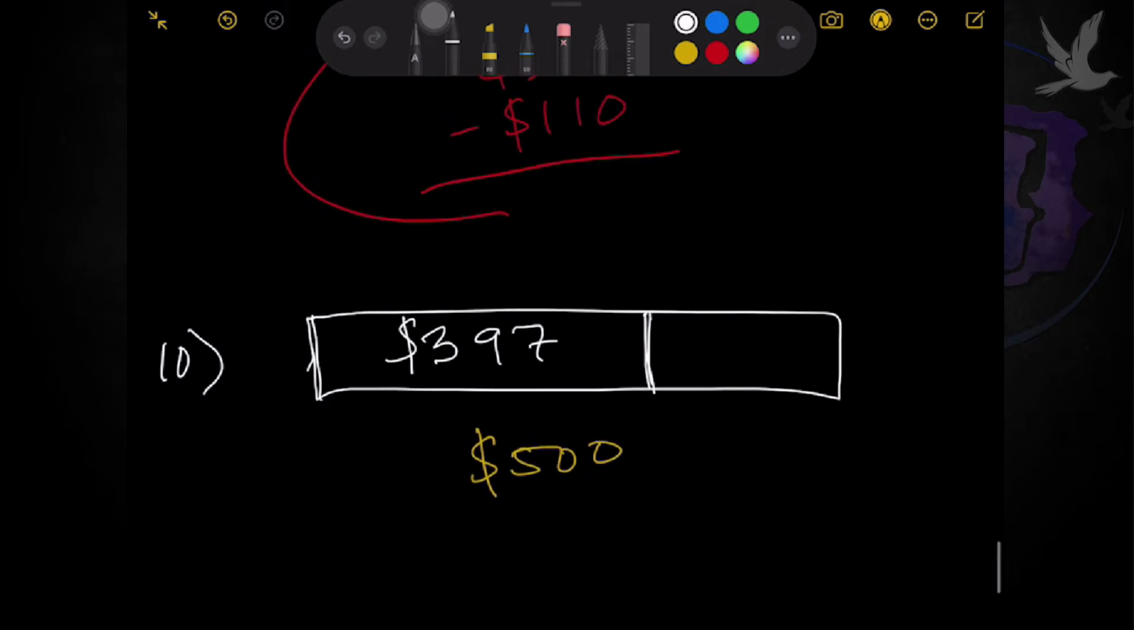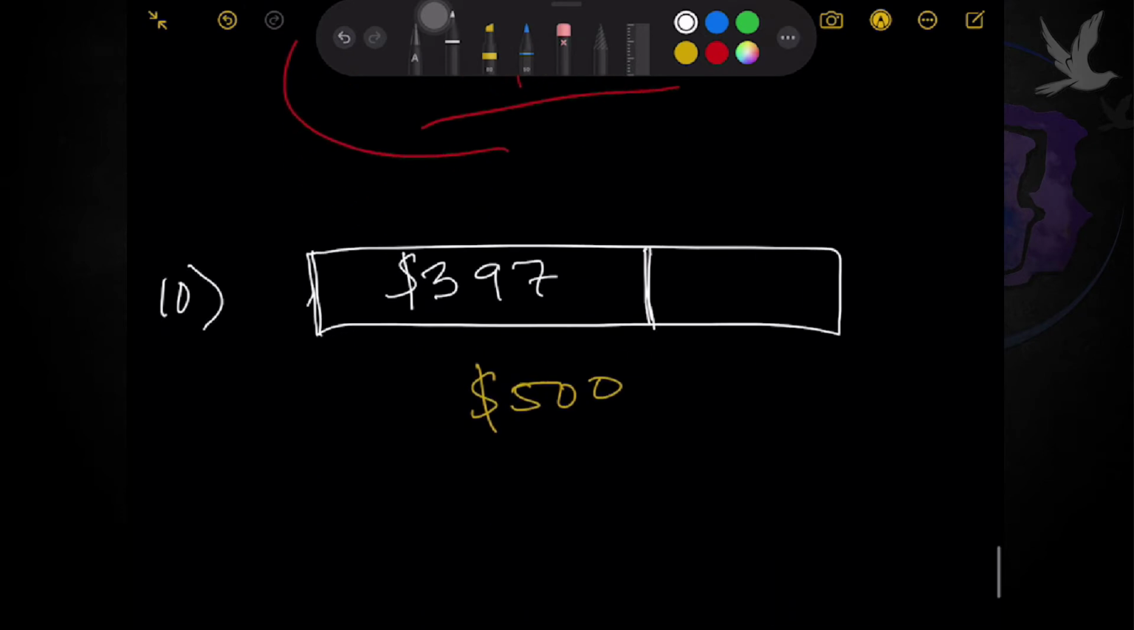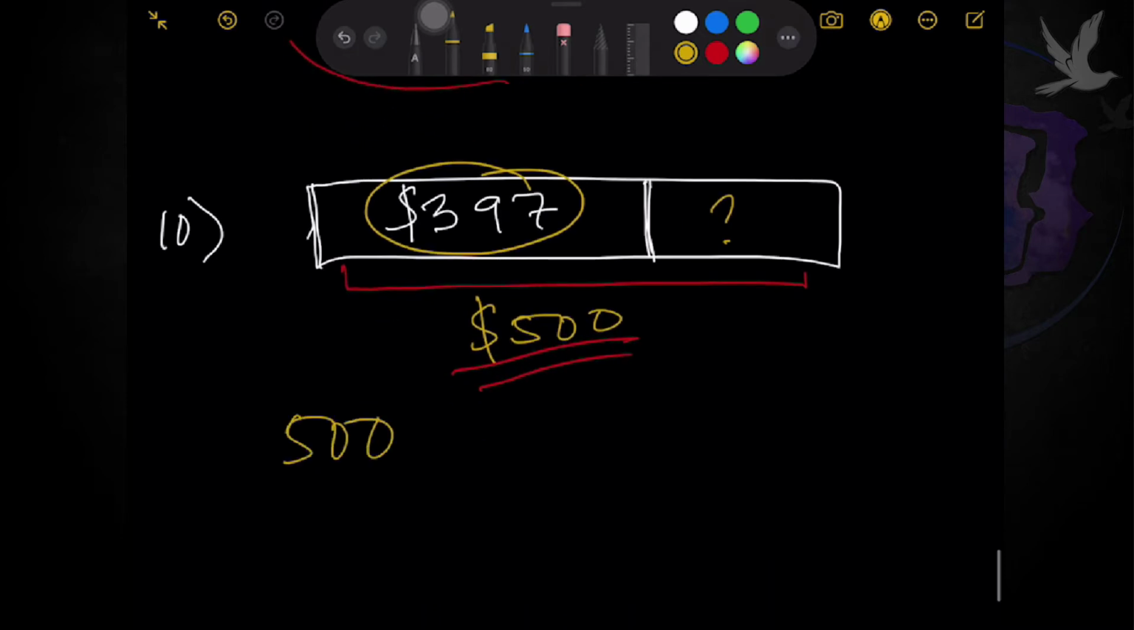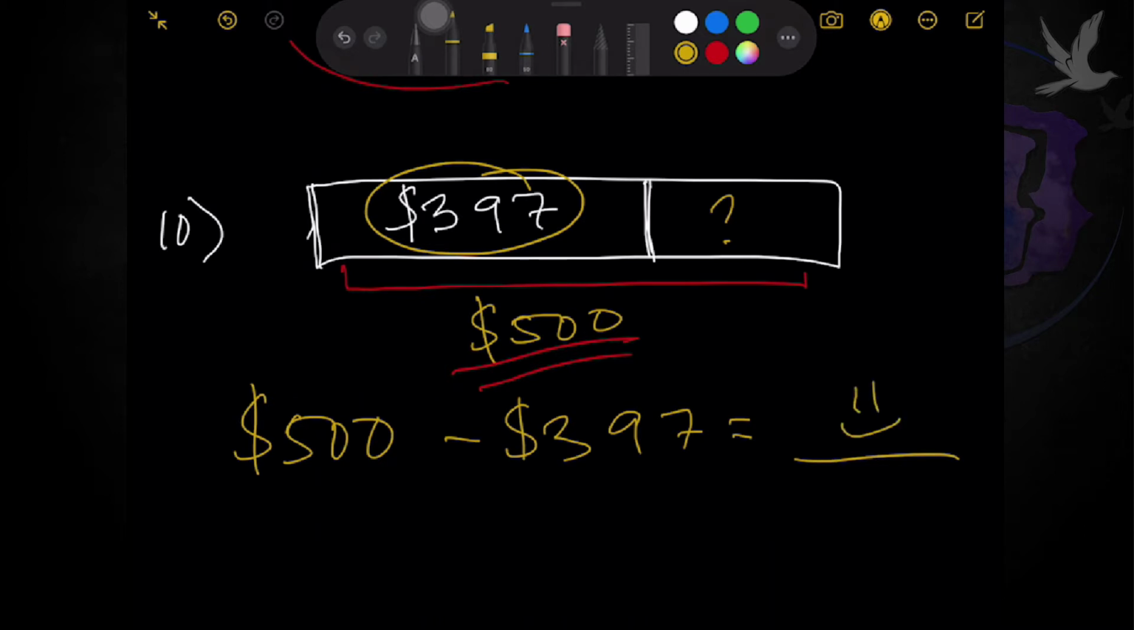Then again, we are comparing, meron tayong total, no? Parang total to. Total is 500. Part of it is 397. So how will you be able to get this value? Okay? So when a part of it is missing, all you need to do is to subtract. So we have $500 minus $397. So from there, you'll be able to get your answer for number 10.